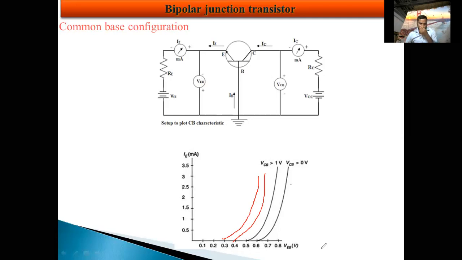Now another one, the output characteristics.